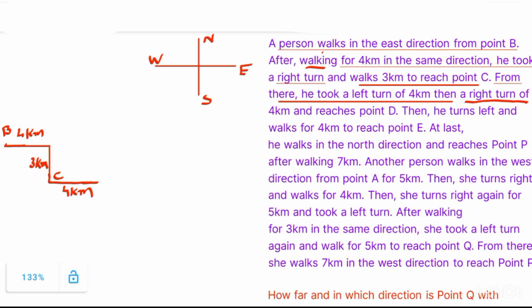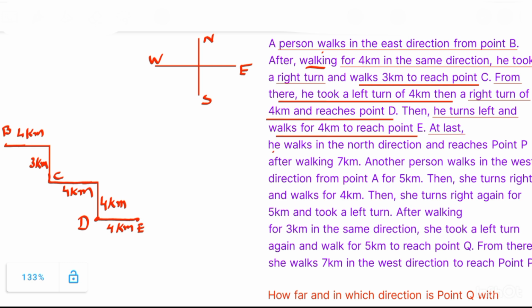Then a right turn of 4 kilometer and reaches point D. Now from here he again takes a right turn, so he walks towards south direction and walks for 4 kilometer and reaches point D. So this is point D. Then he turns left and walks for 4 kilometer to reach point E. Now from here he again turns left, so in this direction, and he walks for 4 kilometer again and reaches the point E.